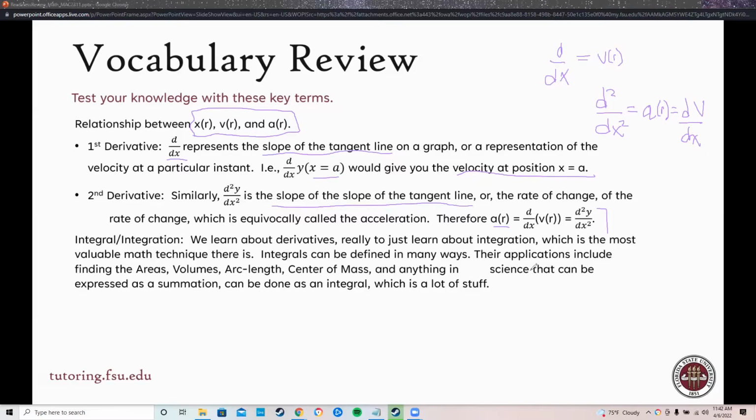They represent an infinite summation, because an integral is the same thing as doing a summation from 0 to infinity. Because it represents a summation, that also means that you could find volumes and arc lengths and center of mass and all of that good stuff can be represented and found using integration. So integrals are a very important concept.